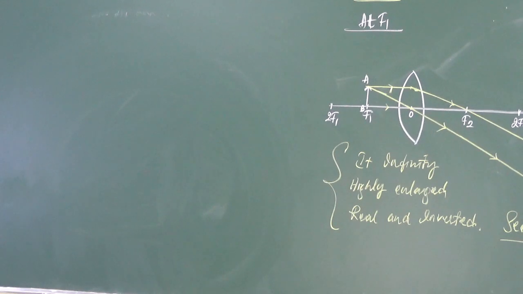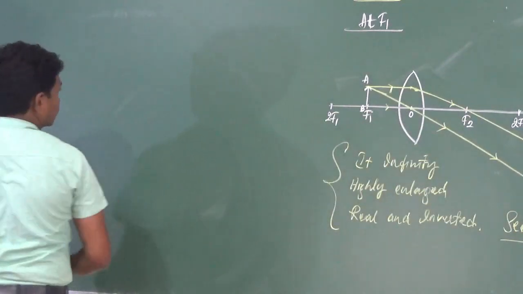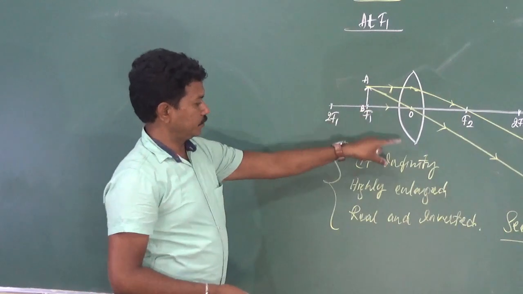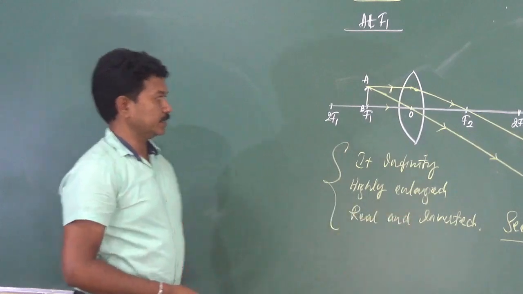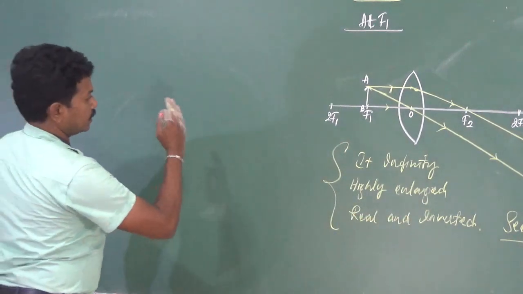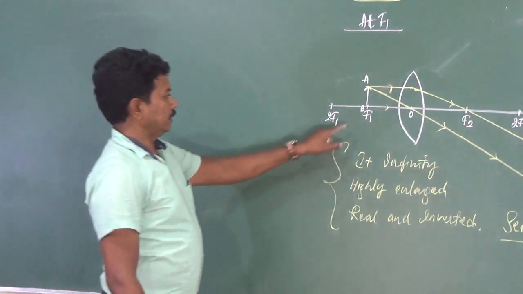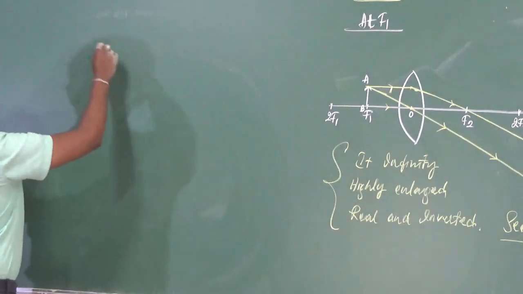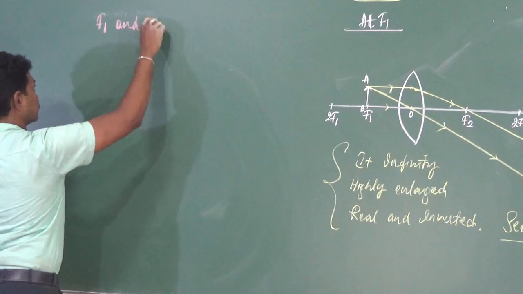Okay, now. So we had kept the object exactly at F1, so the image was formed at infinity, it was highly enlarged and inverted. So let us move the object still further towards the lens and keep the object in between F1 and optic center. So when the object is kept between F1 and optic center.